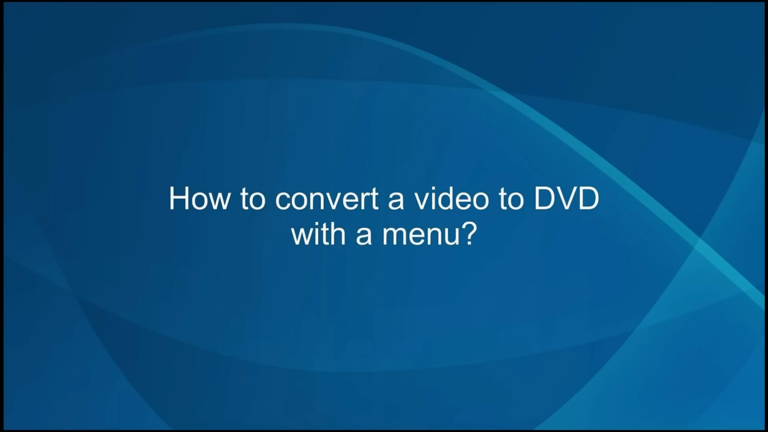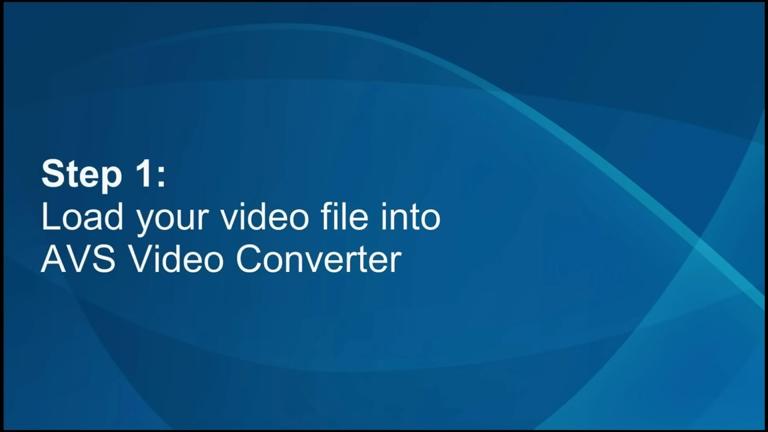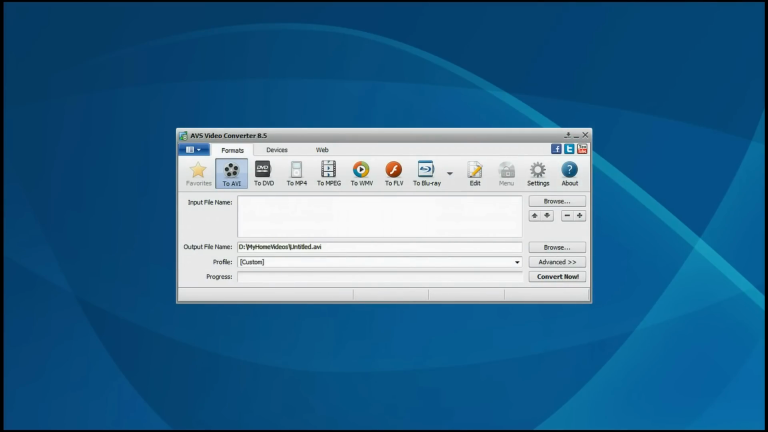How to convert a video to DVD with a menu. Step 1. Load your video file into the AVS Video Converter. The main program window is opened.